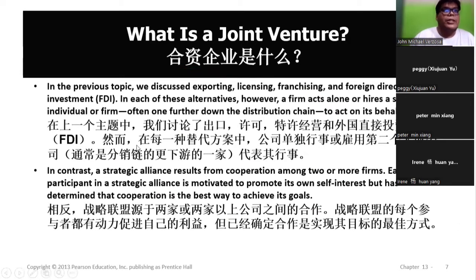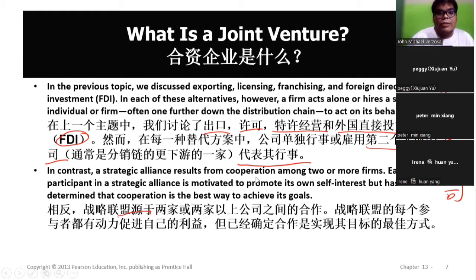Now, as we already discussed in the previous topic, we discussed exporting, licensing, franchising, and foreign direct investment, or FDI. Okay? However, in each of these alternatives, only one firm operates or acts alone or hires a second individual or company to act on its behalf.